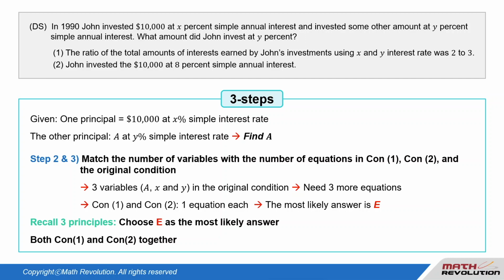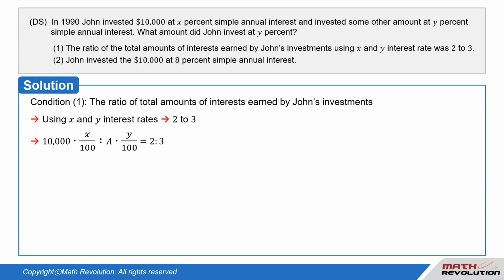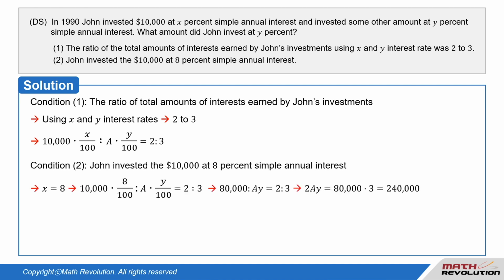Let's take a look at both conditions 1 and 2 together. Condition 1 tells us that 10,000 times X over 100 is to A times Y over 100 is equal to 2 is to 3. And condition 2 tells us that X equals 8.